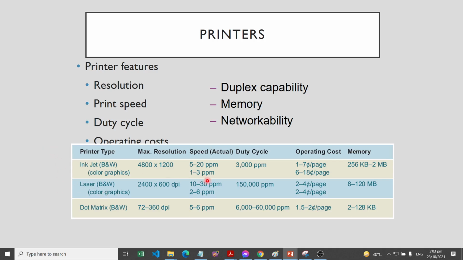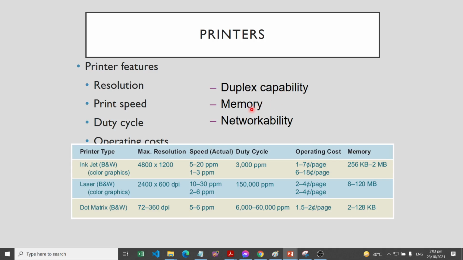The duplex capability. A duplex printer can print on both sides of the paper. This environmentally friendly option saves paper but can slow down the print process, especially on inkjet printers that pause to let the ink dry before printing the second side.